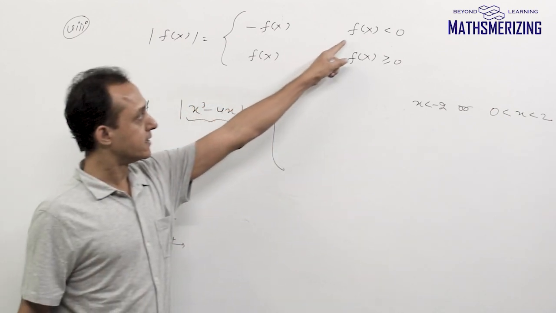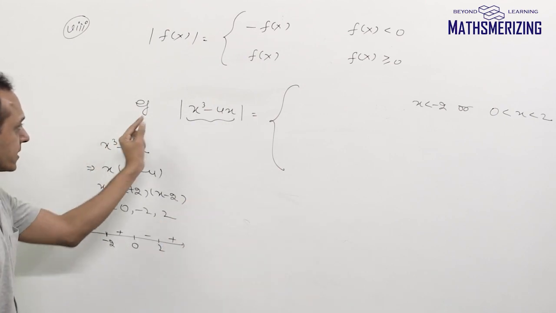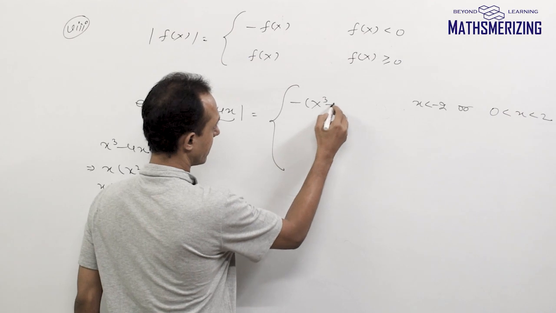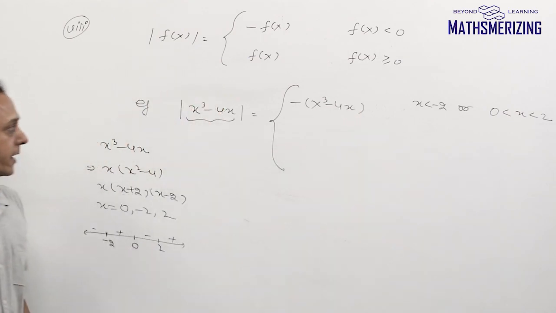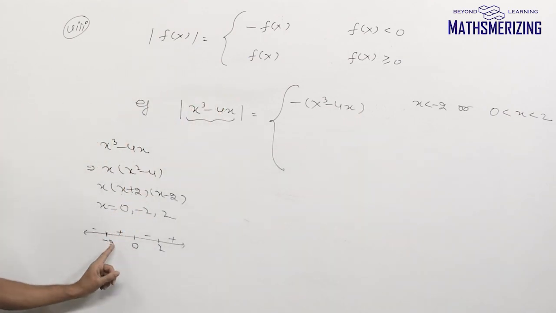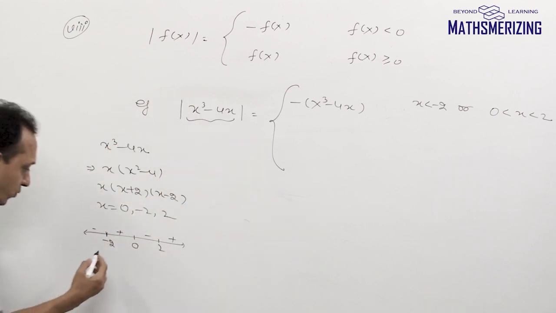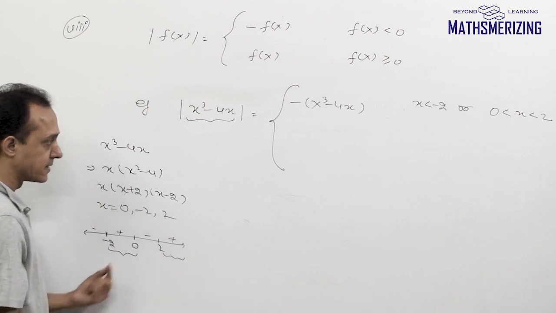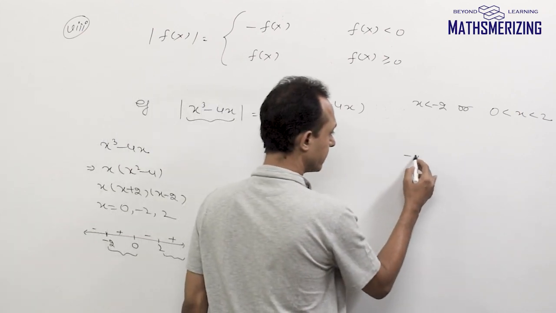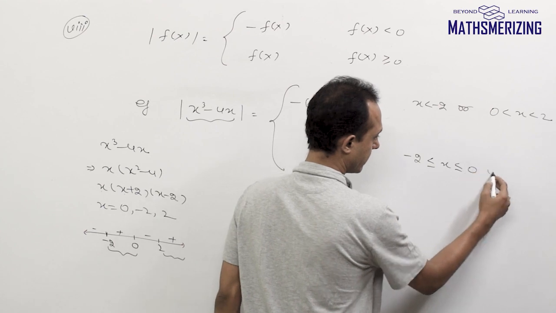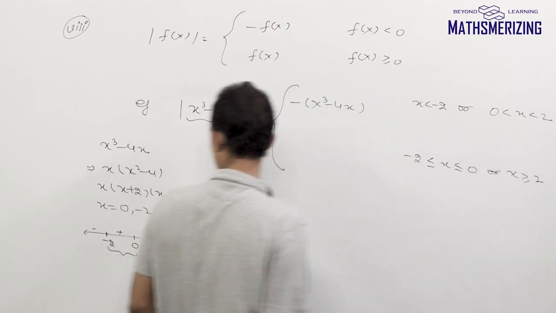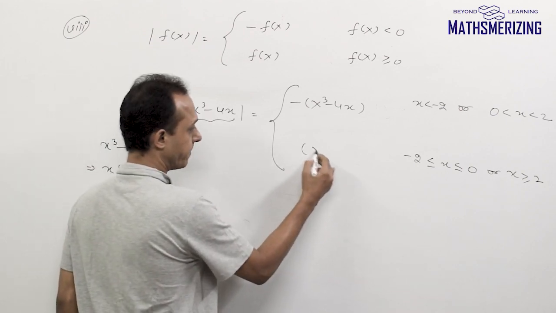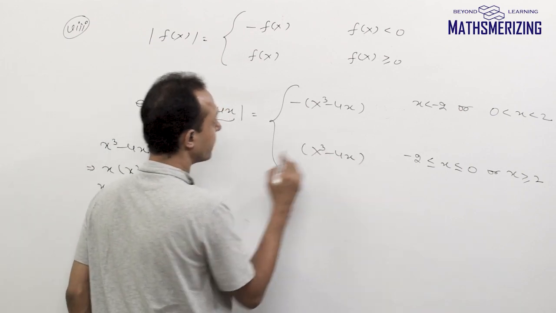So when f(x) is less than 0, it is minus f(x). So I'll simply take the minus sign, which is minus of x cubed minus 4x. Now, when f(x) is positive, it is simply f(x). So that means when x is between minus 2 and 0, or when x is greater than 2, in this case it's a positive sign, so I'll write plus. So this is simply x cubed minus 4x.